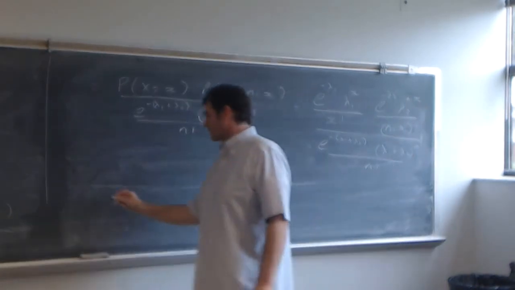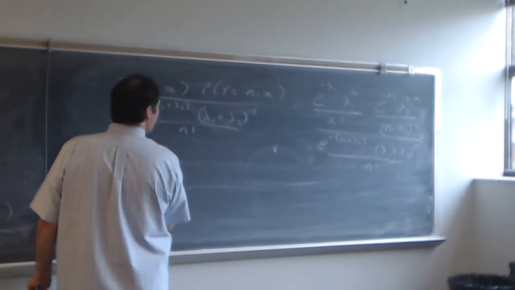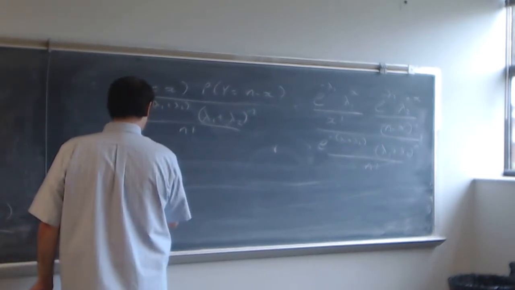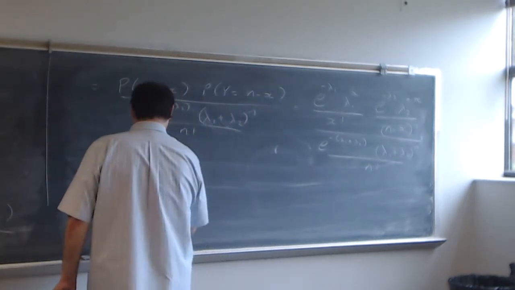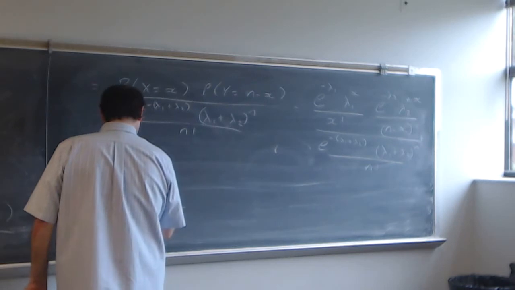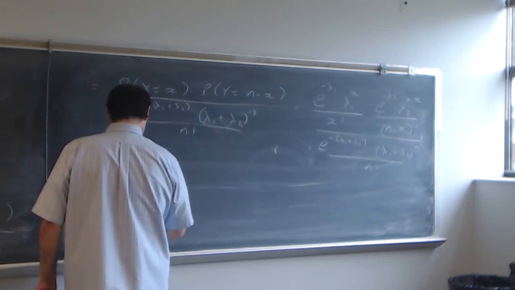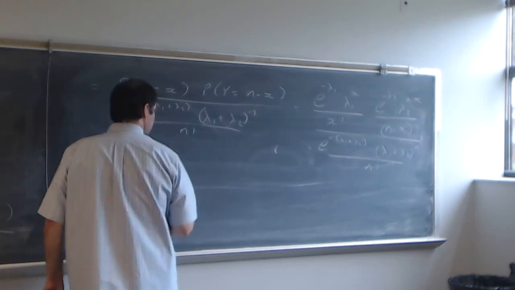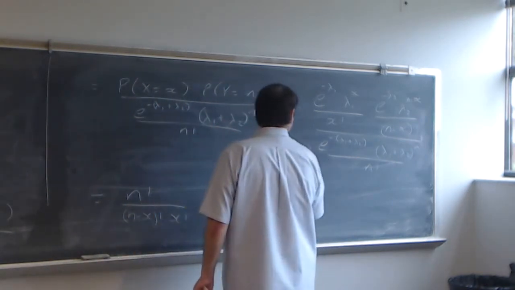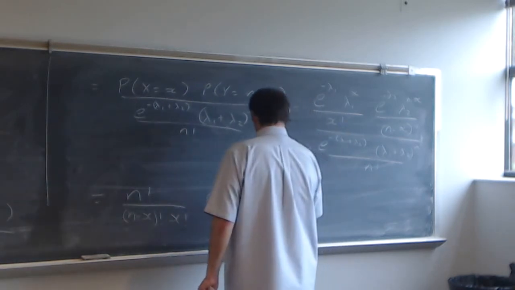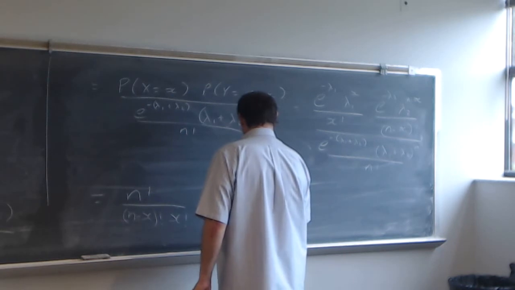Okay, I've got enough room here to flip and multiply, so here's what you get. I'll rewrite it this way. I have n factorial on the top from here, over n minus x factorial, so I'm just going to look at that. Here I'm going to have e to the minus lambda 1, here's another e to the minus lambda 2, and I'm going to have that over e to the minus (lambda 1 plus lambda 2) from the bottom here.